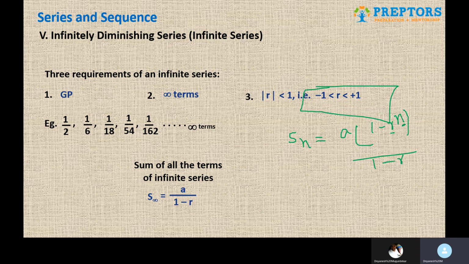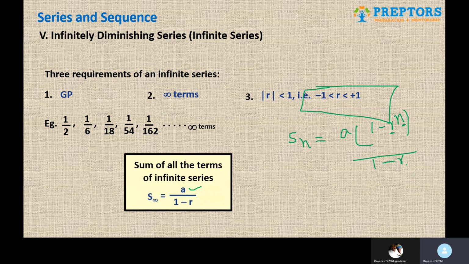So 0 point something raised to a very big number will practically be 0. It is very small, as good as 0, though we can't actually write 0, and hence that part goes off. So in the numerator we are left with a into 1, because 1 minus 0 is 1 itself. In the denominator, 1 minus r. So this is the formula for the sum of infinite terms: S infinity equals a upon (1 minus r), and that's your infinitely diminishing series.